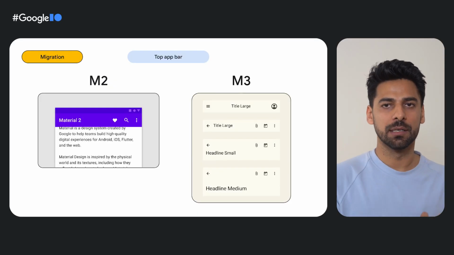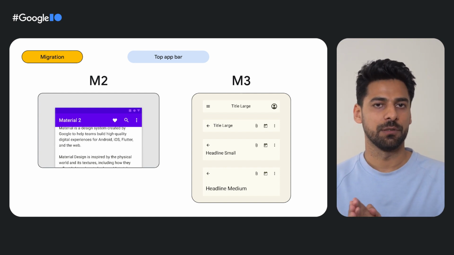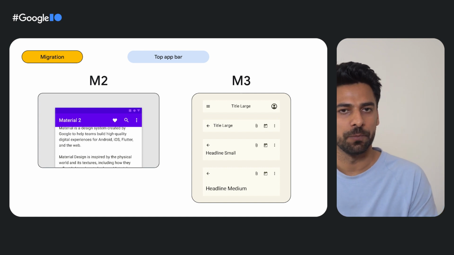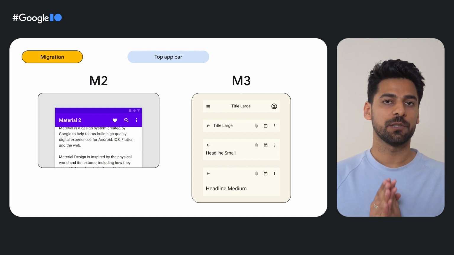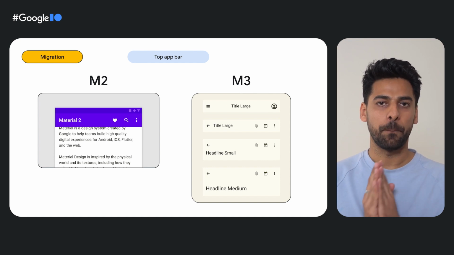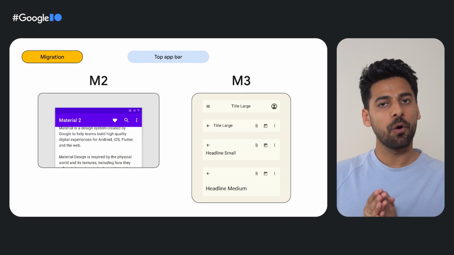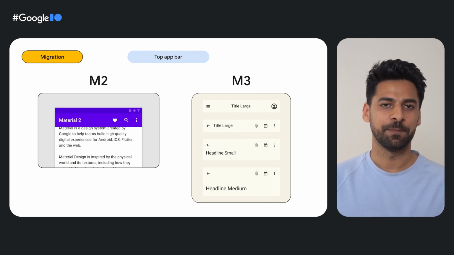As we saw earlier, Material 3 provides 4 different top app bar options as compared to one in Material 2. You can start with the small top app bar to migrate your Material 2 app bar. But we recommend exploring the different top app bar options depending on your app's design need.